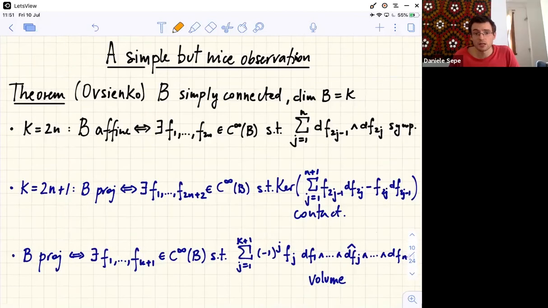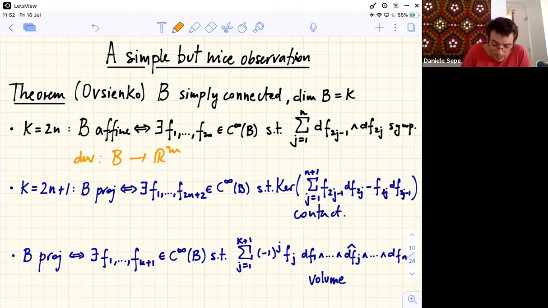So let me give you this very simple observation. You can ignore the last item. Ovsienko, in a short paper, says that if you have a simply connected manifold, and it's even dimensional, it is affine if and only if this thing that he writes is a symplectic form. And at least one direction is obvious: the developing map, its components would be F1 to F2n. The other direction is really just checking that the fact that this is symplectic implies that this map is a local diffeomorphism, which is not hard to check. You do the calculation.